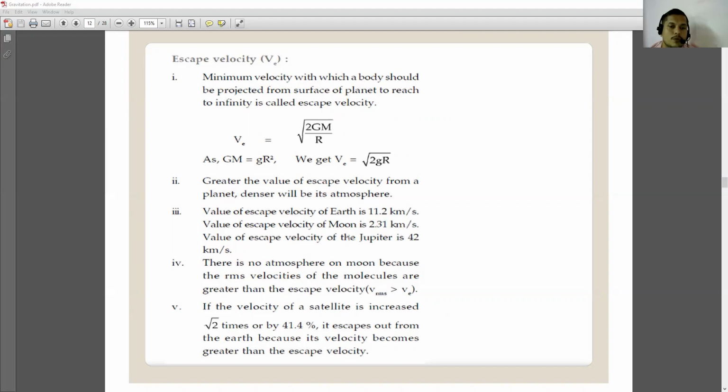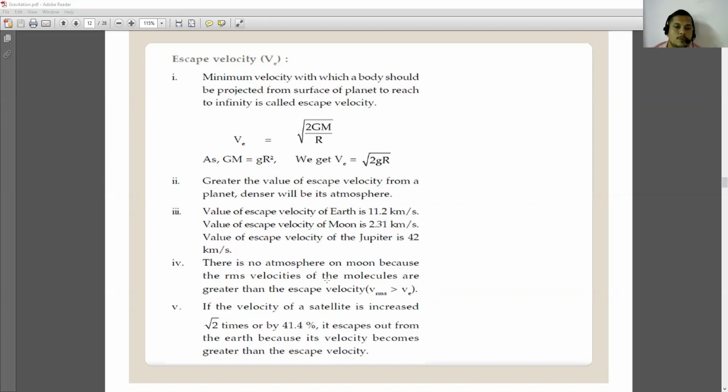Value of escape velocity of Earth is 11.2 km per second. Value of escape velocity of Moon is 2.31 km per second. Value of escape velocity in case of Jupiter is 42 km per second. So from this you can guess that the escape velocity requirement depends upon the size and gravity or gravitational force, and it gets changed when the conditions get changed.